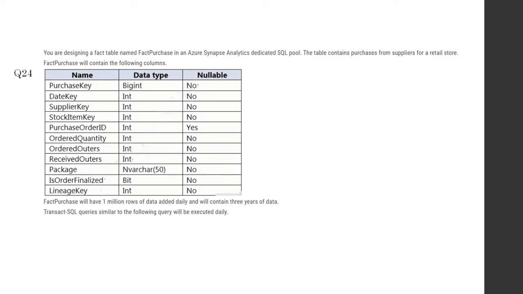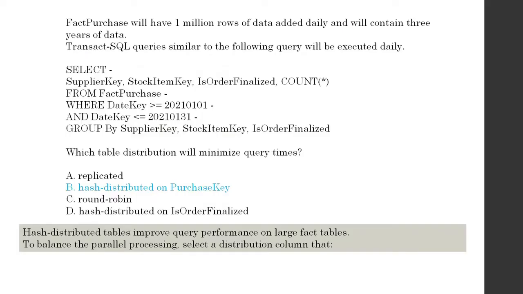The fact purchase will have 1 million rows of data added daily and will contain 3 years of data. Transact-SQL queries similar to the following query will be executed daily. They have put some group by statement over here: supplier, stock items, count from this table, where date key, group by these particular keys. Which table distribution will minimize query time?